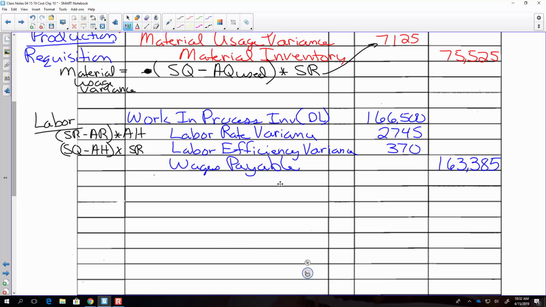Formula-wise, we're comparing the rates. Standard rate, actual rate, times the actual hours for the labor rate variance. We're comparing the standard quantity allowed to the actual hours times the SR, standard rate, for the labor efficiency variance, if we're doing it in a formula. So know those letter designations.